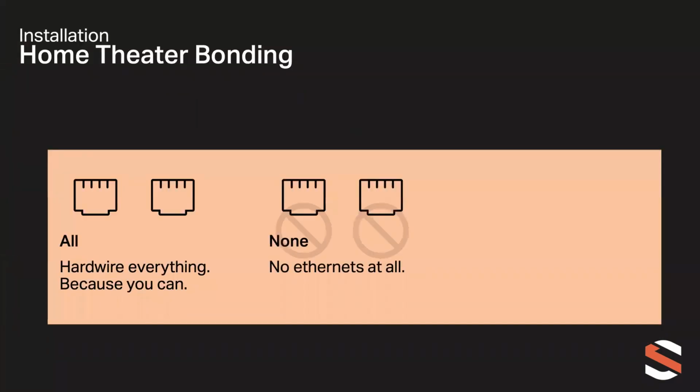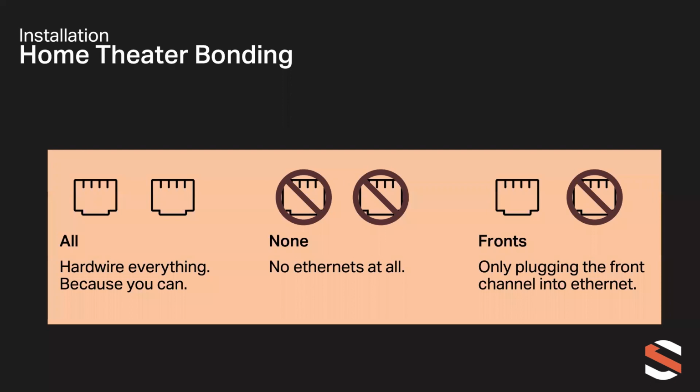So our guidance is this. Hardline everything, don't hardwire anything and let it all just work on Wi-Fi, or only hardline the home theater coordinator. What am I basically recommending you don't do here? I'm recommending you don't only hardwire the bonded players. So hardwire everything, don't hardwire anything, or only hardwire the home theater coordinator.